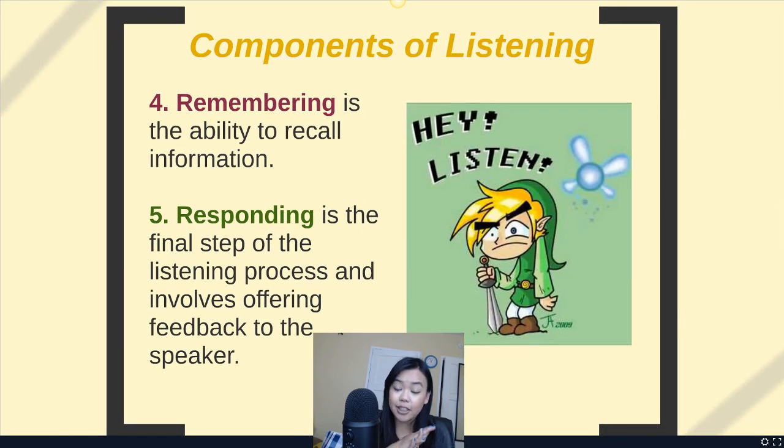So the last two components of listening: remembering and responding. This harkens back to the first definition that I gave you at the beginning of this lecture. Remembering is the ability to recall the information, so being able to actually recall it. That means that you can't engage in filling in the blanks, as we talked about in our previous list of bad listening habits. You actually had to listen and be able to recall something completely.